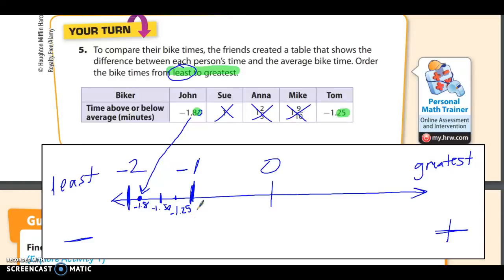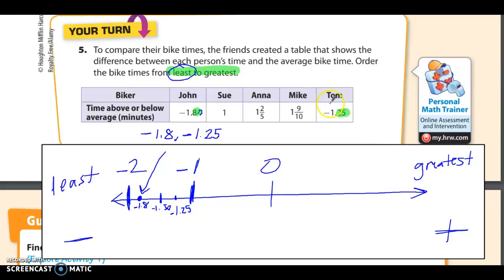So that's kind of a long explanation for a fairly simple idea, which is this. Negative 1.8 is the smallest value. It's the farthest to the left. Then we've got negative 1.25. If you got those wrong, please fix them. Now we've got our 3 positives to deal with.